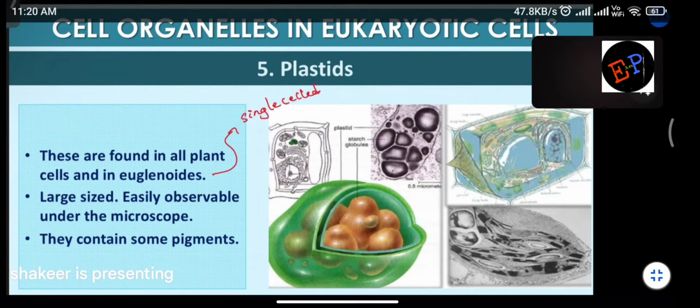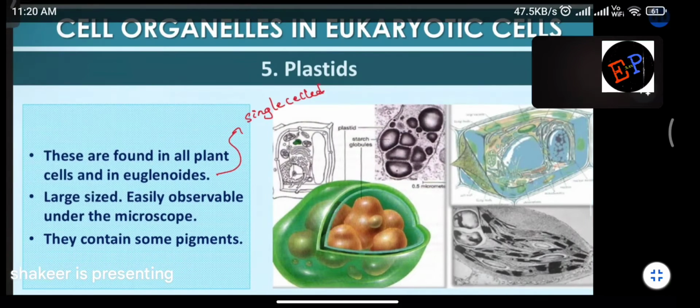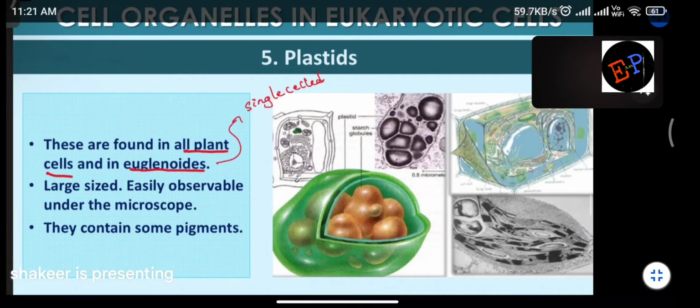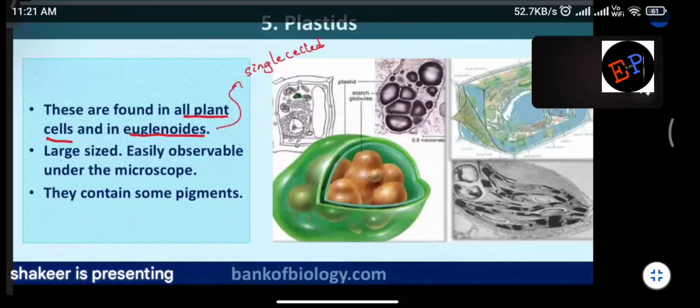Are you able to understand? So these plastids, where are they found? They are found in all plant cells as well as in euglenoids. And these plastids you can find in eukaryotic cells. Clear? So they are large sized, easily observable under the microscope.